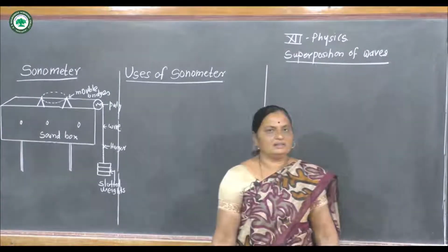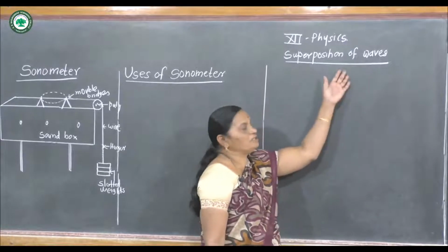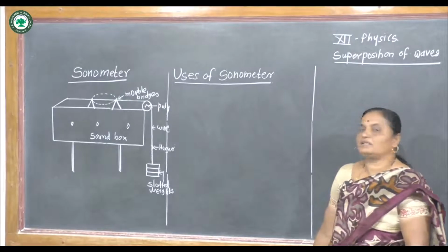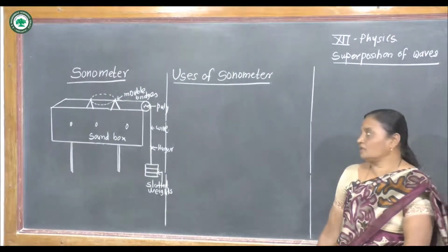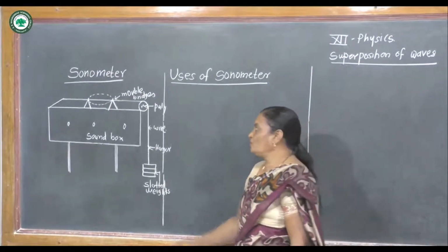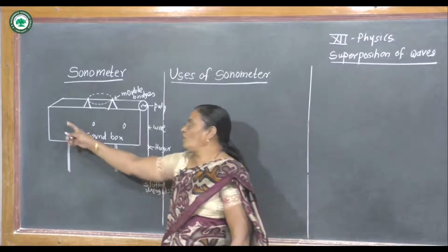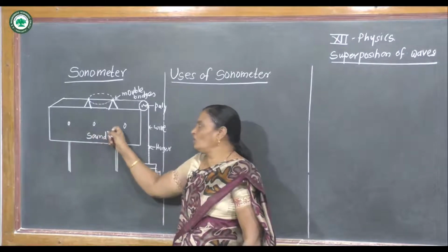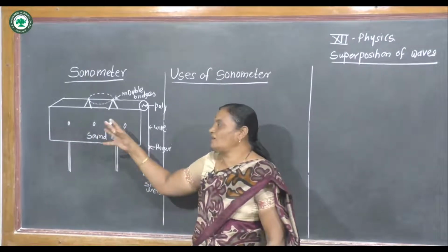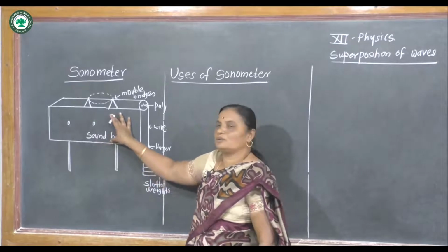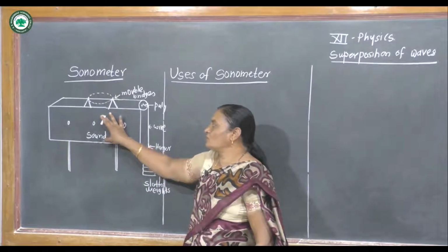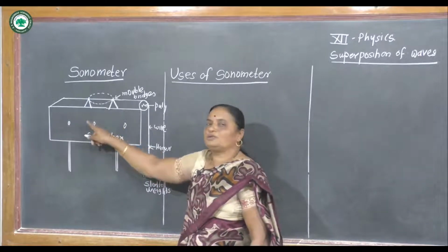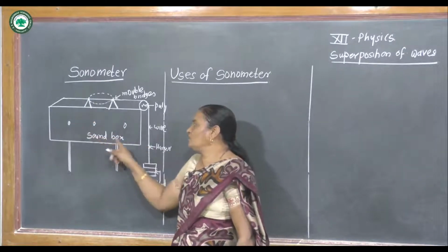Today we start the chapter Superposition of Waves. In this chapter we start the sonometer and uses of sonometer. Then what is sonometer? Sonometer consists of a hollow wooden box having holes. These are the holes for the mass of the air enclosed in this sonometer box. The sound is produced due to this air, and hence it is called a sound box.